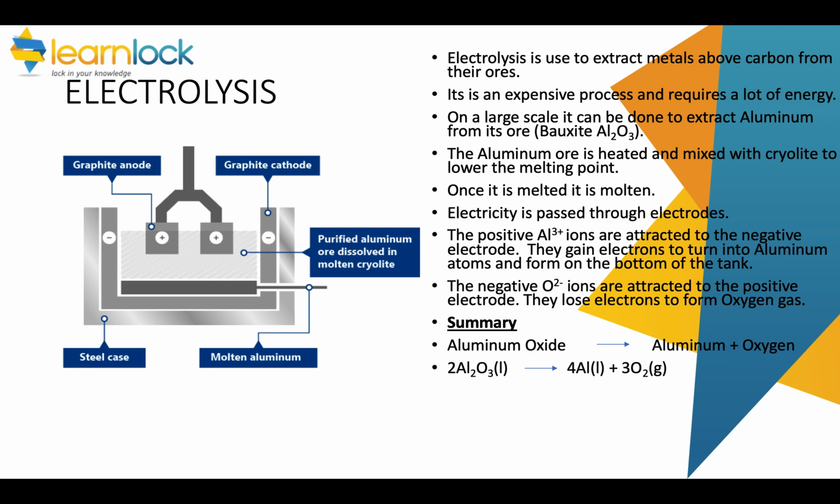What you would do is heat it and mix it with something called molten cryolite, and that lowers the melting point. Once it's a liquid or molten, you put electricity through it using electrodes. So you'd have positive and negative electrodes. The positive ions will be attracted to the negative electrode and they gain electrons to turn into aluminium and form at the bottom of the tank. The negative oxygen ions are attracted to the positive electrode and they lose electrons to form oxygen gas. In summary, you're breaking down aluminium oxide to make aluminium and oxygen.